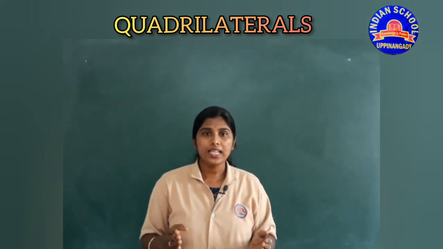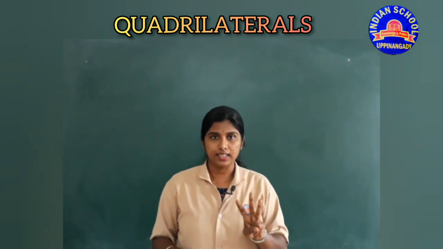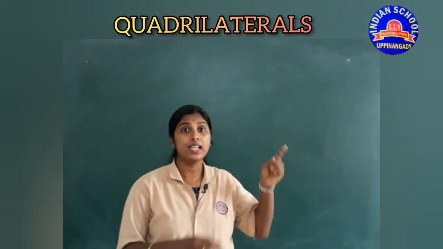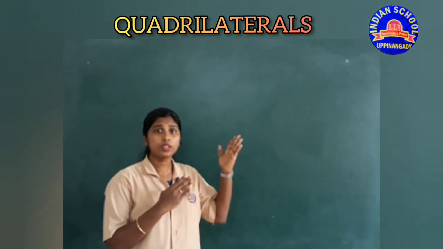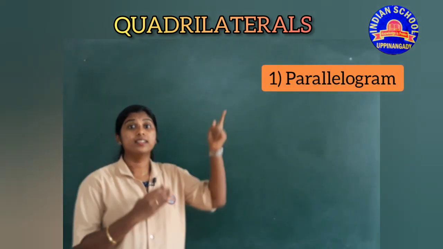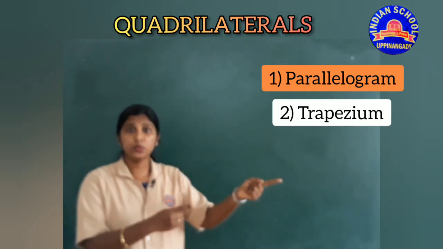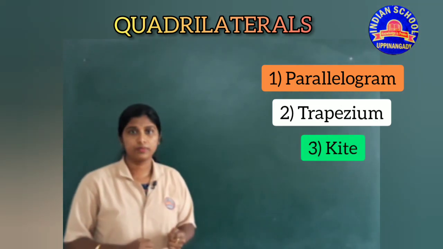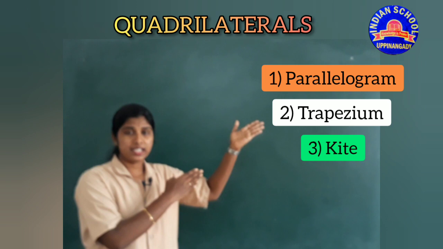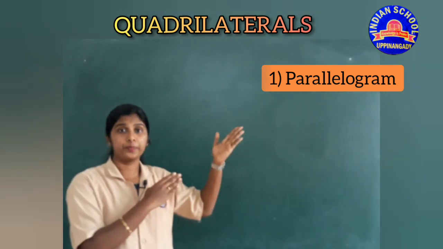Quadrilaterals are broadly categorized under three categories. The first category is parallelogram, the second one is trapezium, and the third one is kite. Let us take the first category, that is parallelogram.